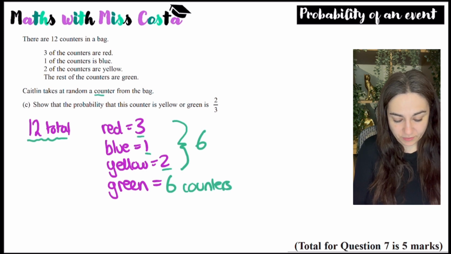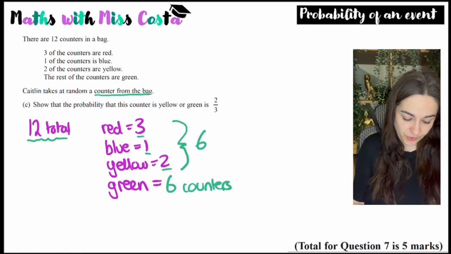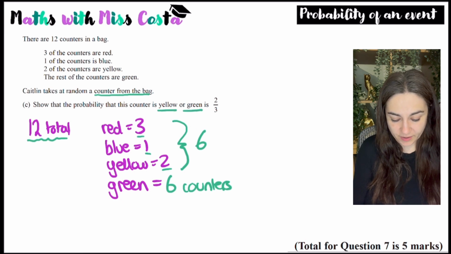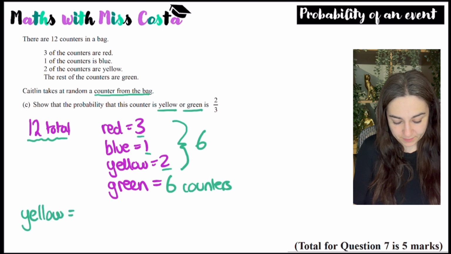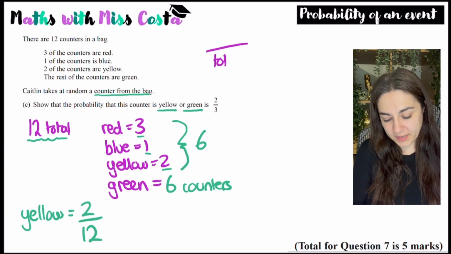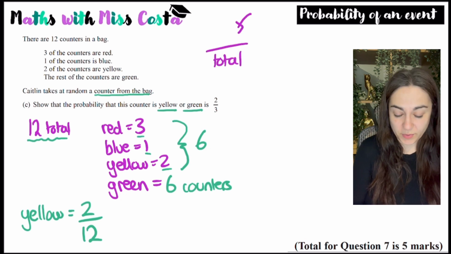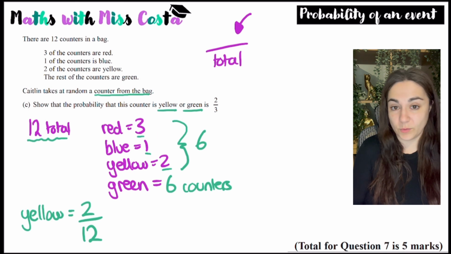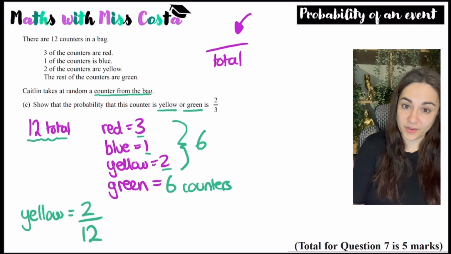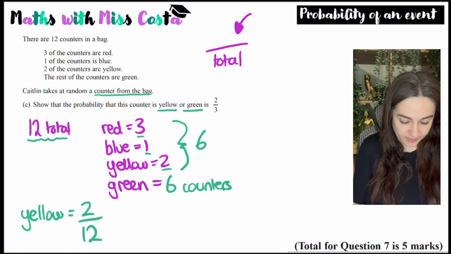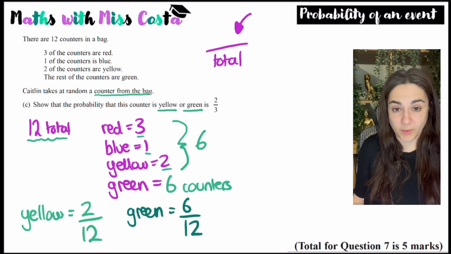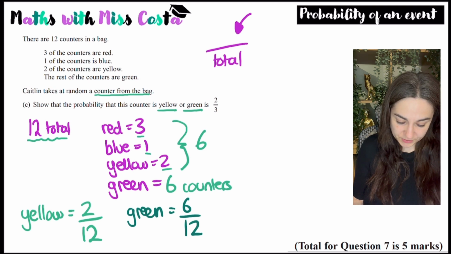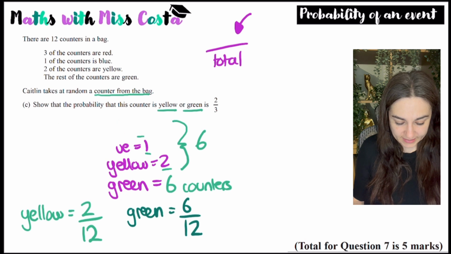So Caitlin takes at random a counter from the bag. Show that the probability that this counter is yellow or green is 2/3. So first, let's think, what's the probability of it being yellow? Well, there's 2 yellows out of a total of 12. And whenever we do probability, our denominator is the total, and then the numerator is the thing that you're dealing with in that case. So in this case, yellow, there's 2 yellows. So for green, we know there are 6 green counters out of a total of 12. So the probability of yellow is 2/12. The probability of green is 6/12.